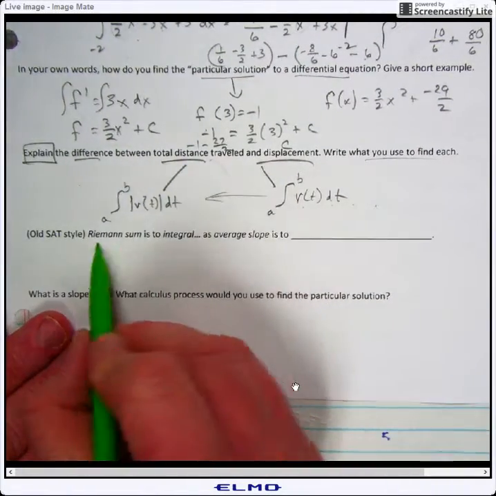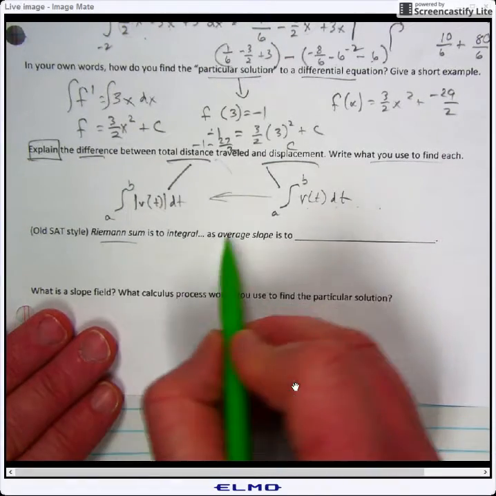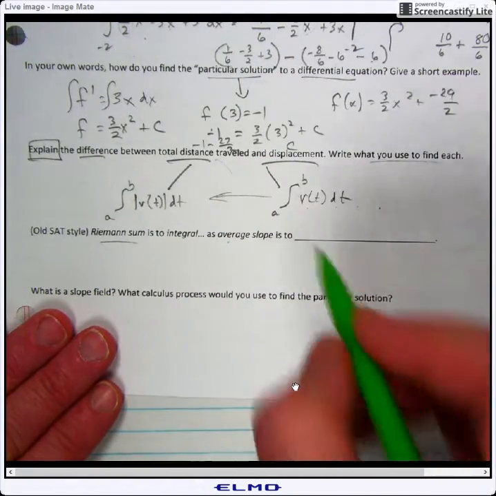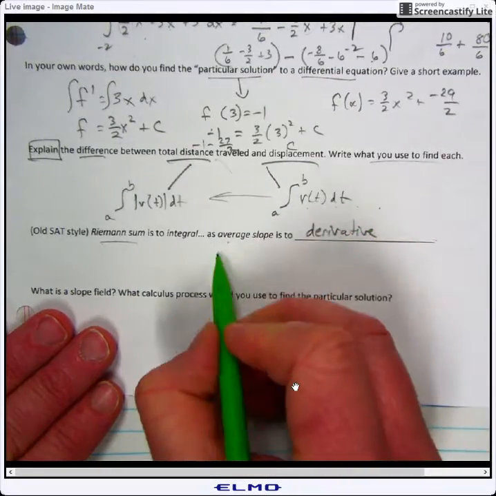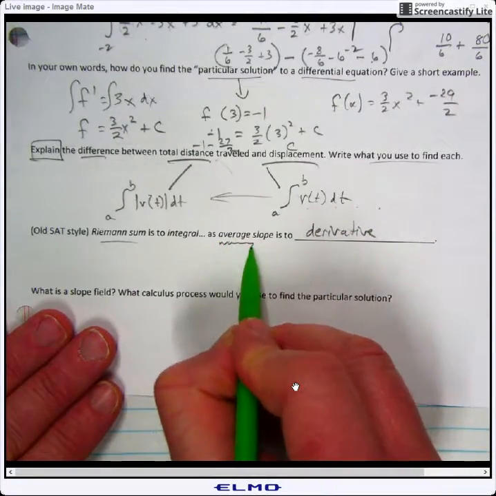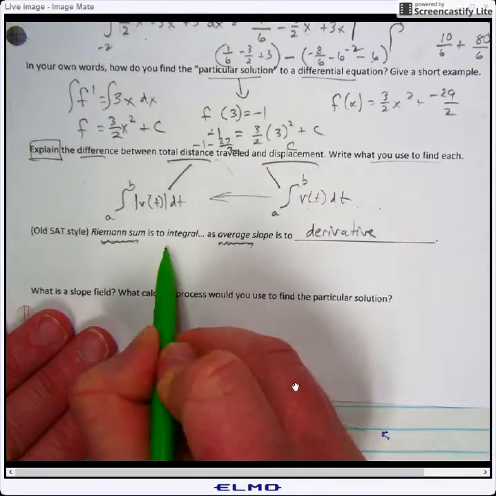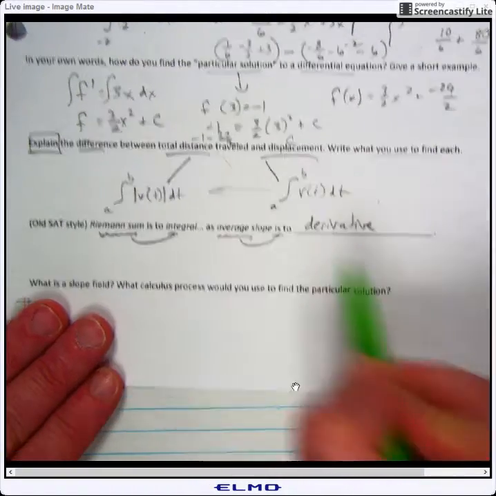A Riemann sum is to an integral as average slope is to derivative. Okay, this is the estimating version. This is the exact version. You're looking for those connections.